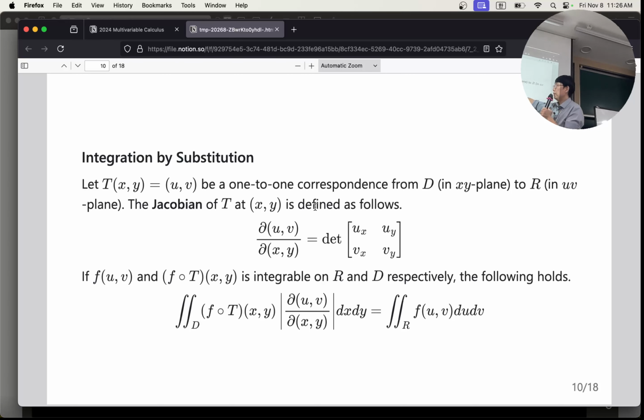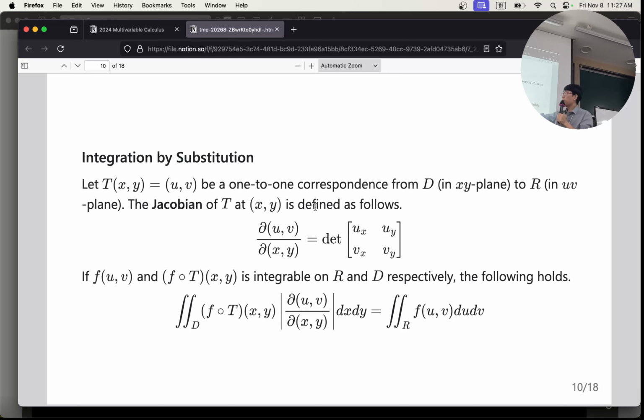Call this the Jacobian. This is just a symbolic notation for the Jacobian. Some literature writes it as J sub T, something like that, but I like this expression. I'll explain why. This is simply the determinant of the differential. You can see that this is a 2 by 2 matrix whose entries are partial derivatives, and this is exactly the differential of the two-variable function T. But the Jacobian is the determinant of the differential, not the differential itself.